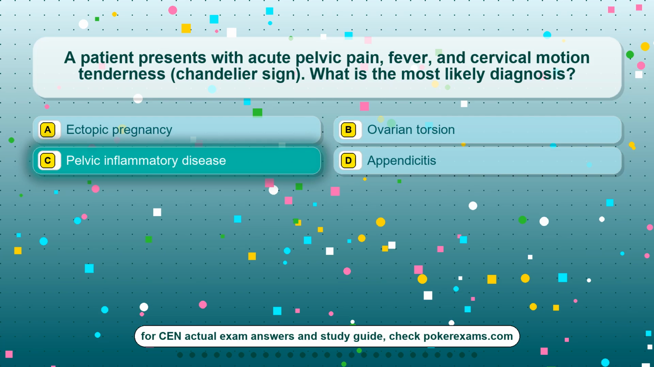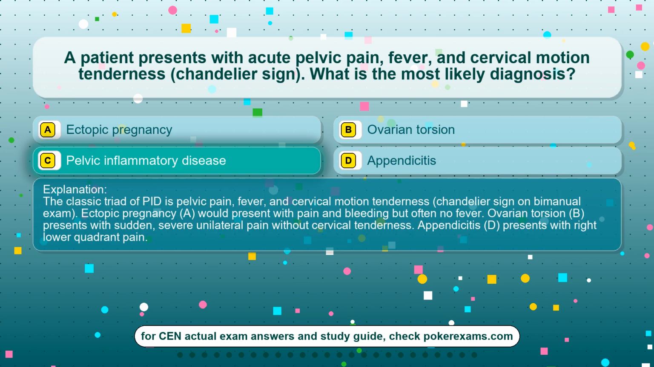The correct answer is option C, pelvic inflammatory disease. The classic triad of PID is pelvic pain, fever, and cervical motion tenderness, chandelier sign, on bimanual exam. Ectopic pregnancy, A, would present with pain and bleeding but often no fever. Ovarian torsion, B, presents with sudden, severe unilateral pain without cervical tenderness. Appendicitis, D, presents with right lower quadrant pain.